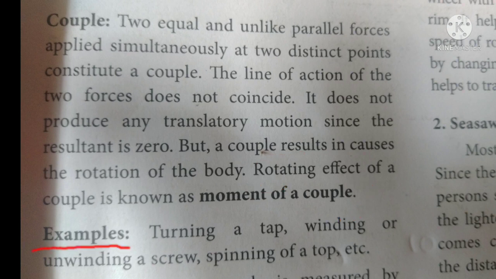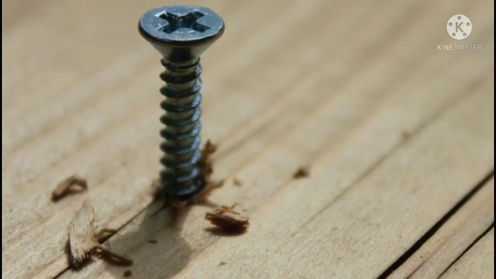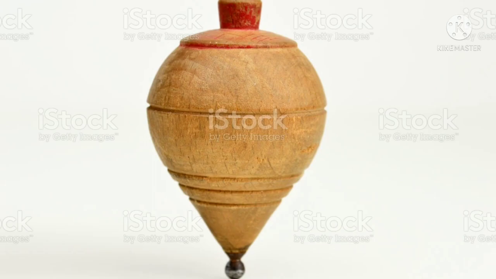What are the examples of a couple? Examples: turning a tap, winding or unwinding a screw, spinning of a top, etc. These are the examples of a moment of couple. Turning a tap, winding or unwinding a screw, and last one, spinning a top.